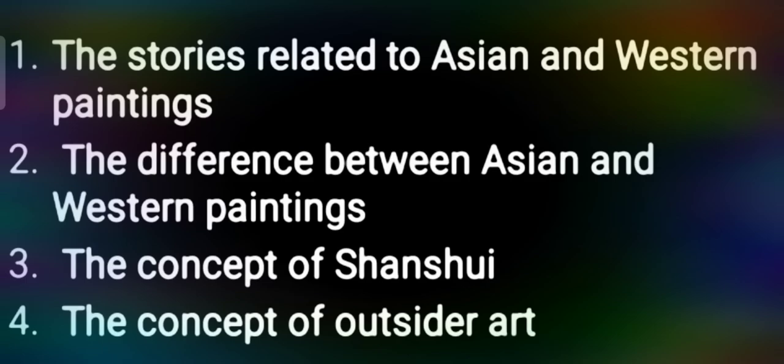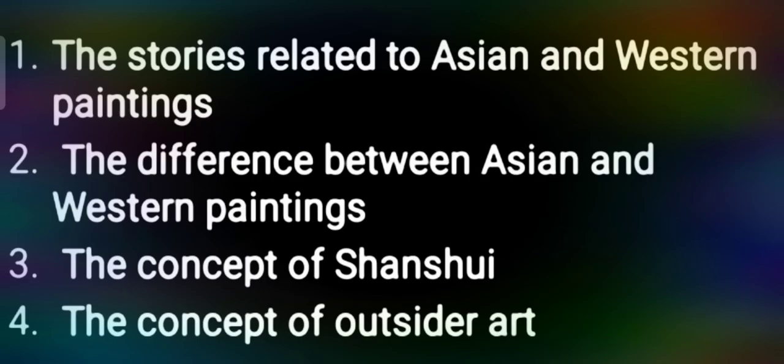Now, as you could see on the screen, the first point is the stories related to Asian and Western paintings. I have given 4 outlines at the very beginning of this video session. And the first point is the stories related to Asian and Western paintings. We would know 2 stories. First one is related to Asian painting, and second, that is a Western painting.